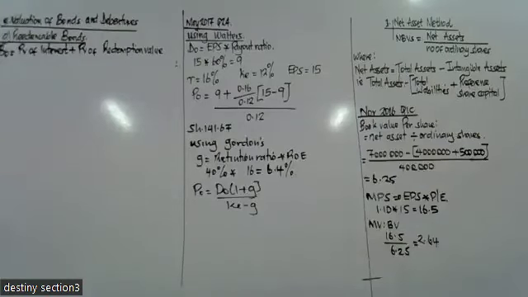Take 140,000. Go to your annuity table, 12%, 6 years. Remember, the interest is paid periodically, that is why it's an annuity.